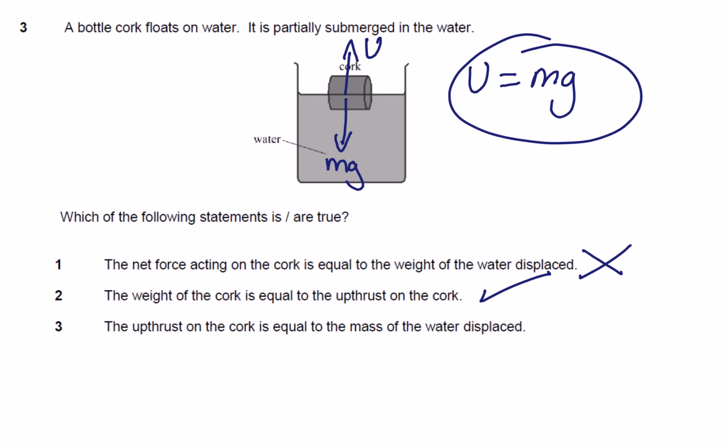And let's just have a look at the 3rd statement. The upthrust on the cork is equal to the mass of the water displaced. That can't be true, because mass is not a force. It's measured in kilograms, in SI units, and the force is measured in newtons. So newtons aren't the same thing as kilograms. Mass isn't the same thing as a force. So our 3rd statement is not true.